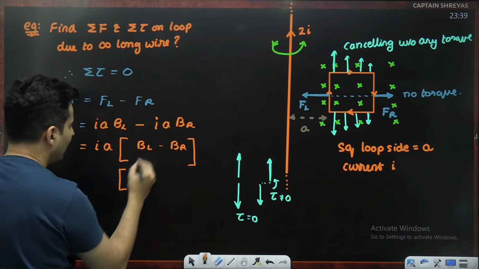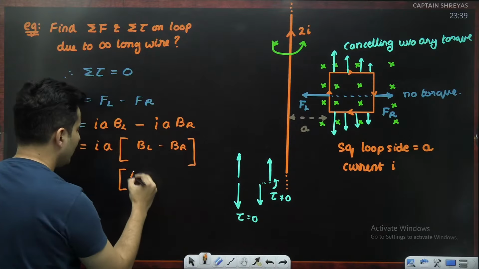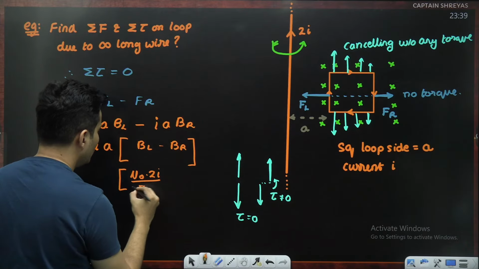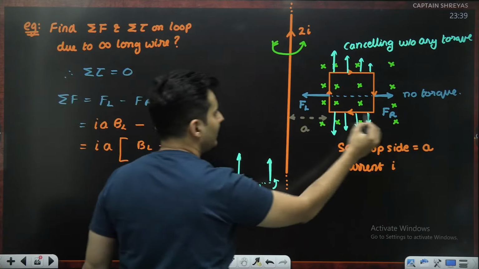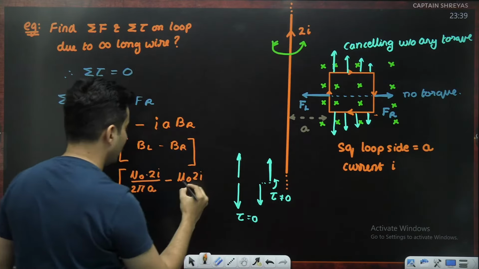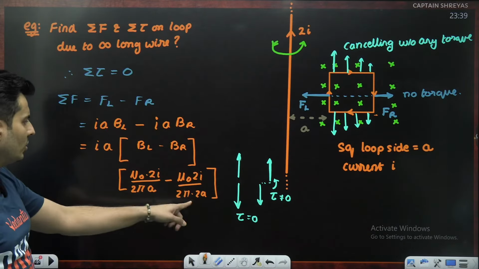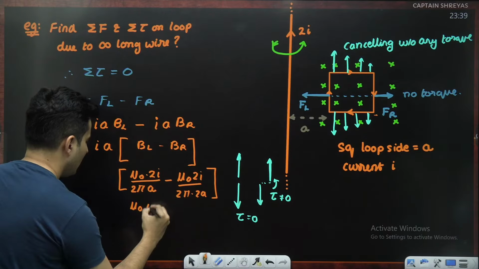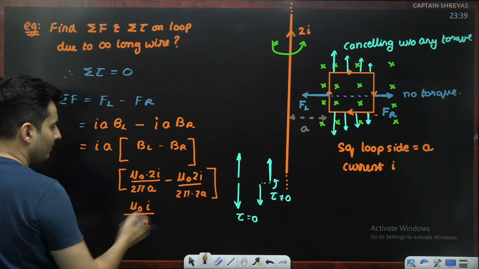What is the magnetic field on this particular segment? I am at a distance of A. Field formula is mu naught into the current, which is 2I, divided by 2 pi distance. Distance is basically A. Minus the magnetic field over here, the distance is 2A. So mu naught 2I, because this current is 2I, divided by 2 pi into 2A. What will happen? 2 cancels, 2 cancels. 1 minus 1 by 2 is 1 by 2. So this will just become mu naught I by pi A, and this will be 2 because that half will come.